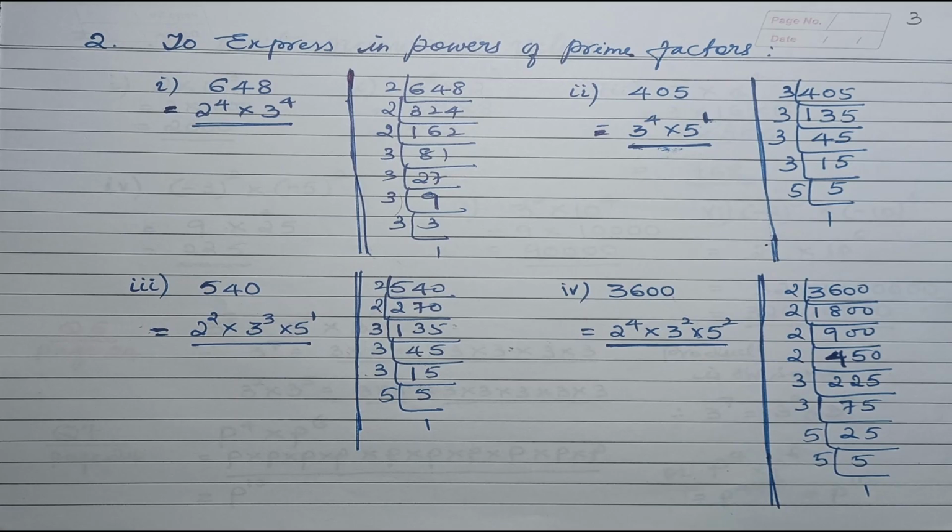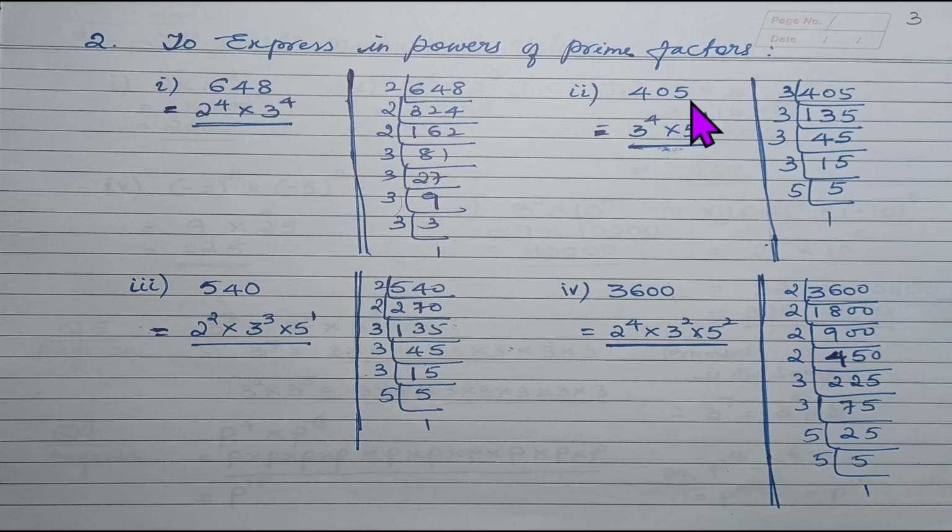Remember that. Now coming to express in powers of prime factors, again the same type of question. So 648 is the number given. Find the prime factors of 648. We find there are 3 2's and 4 3's, therefore the answer is 2 raised to 3 into 3 raised to 4. Division is very simple, you can go through that.